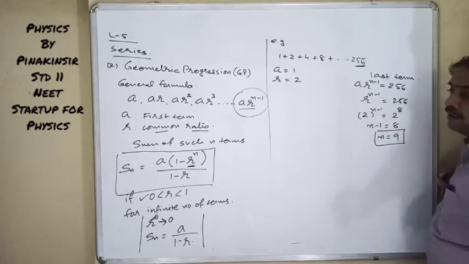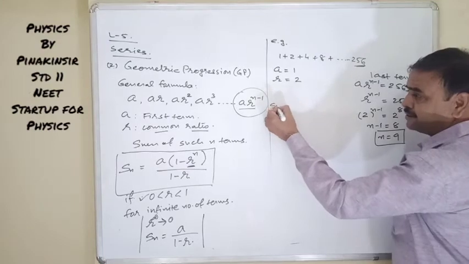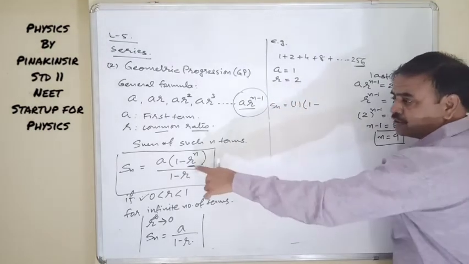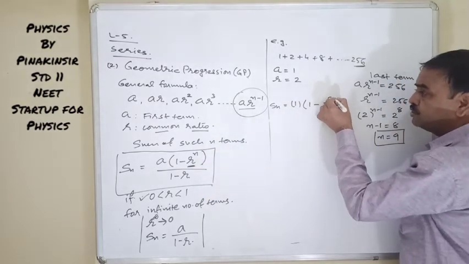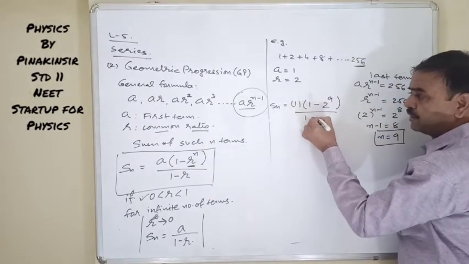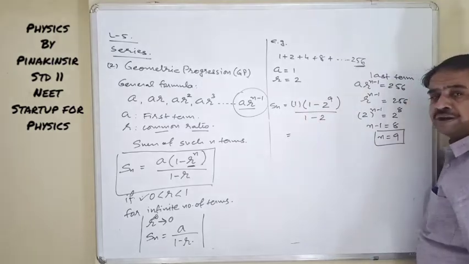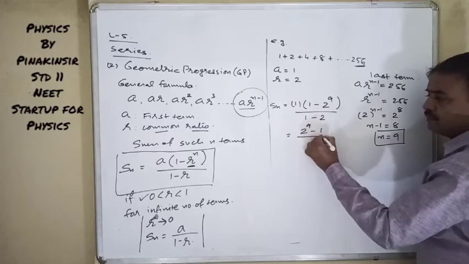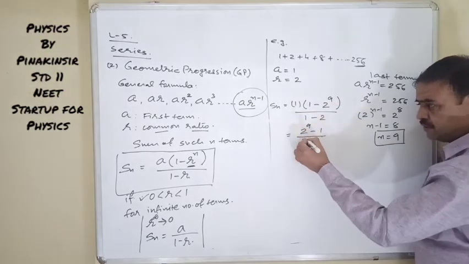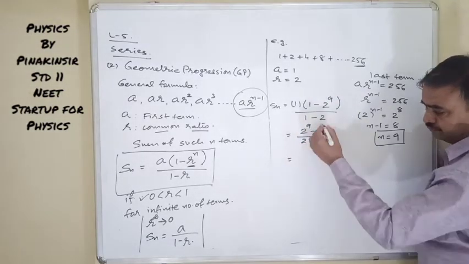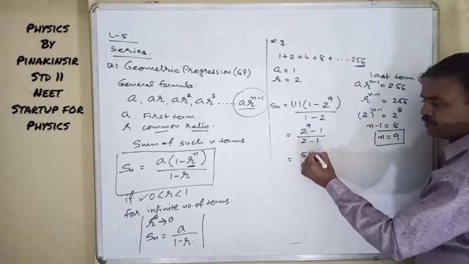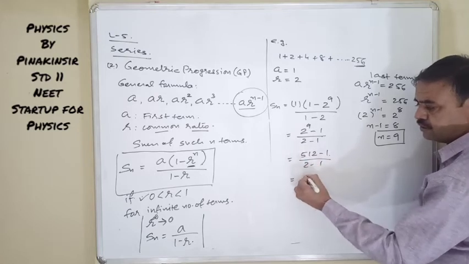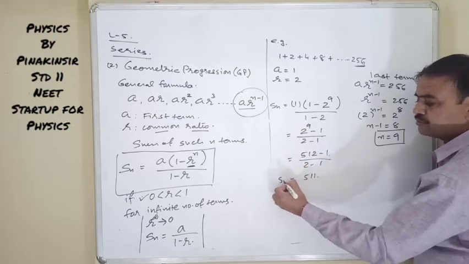And using this summation formula, Sn will be equal to a, that is 1, into 1 minus r raised to n, which is nothing but 2 raised to 9, over 1 minus 2. See here, both are negative terms, and thereby we can interchange them. 2 raised to 9 minus 1. Same way in the denominator. Here you will get 512 minus 1 divided by 2 minus 1, which is 511. That is your summation.